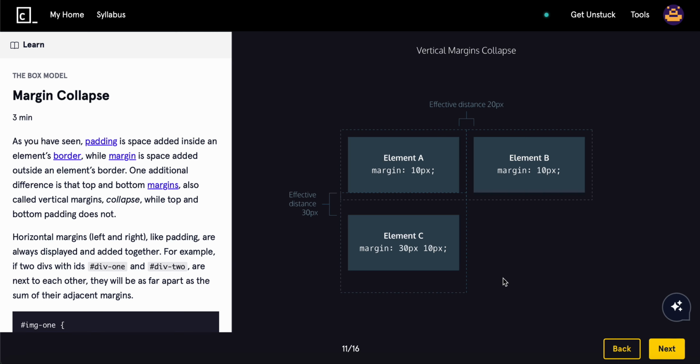Today we're going to be talking about the margin collapse in CSS. Now this is a concept that is quite important, but again, not a lot of people know about it.